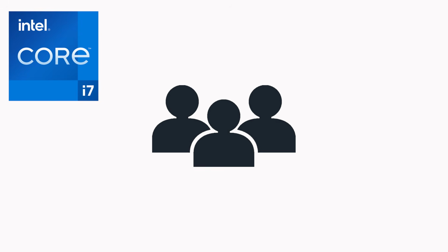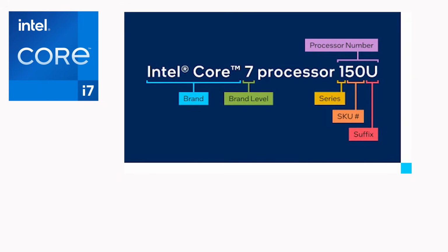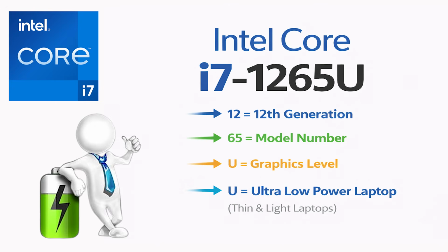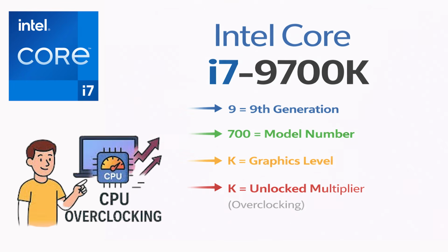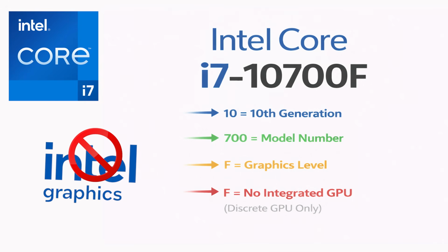It's perfect for people who want fast performance without going to extreme workstation CPUs. Now, one important thing is the letters at the end of the CPU name. The U means low-power laptop CPU for battery-saving laptops. The H means high-performance laptop CPU for gaming laptops. The K means the CPU is unlocked for overclocking. The F means no built-in graphics, so you need a graphics card.